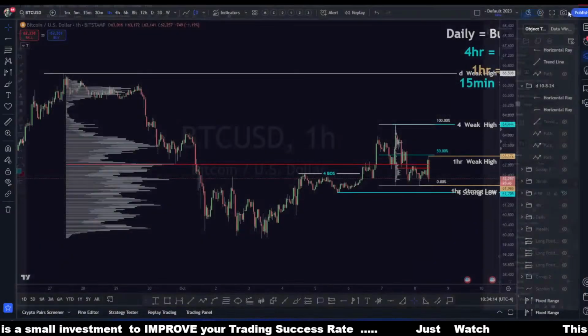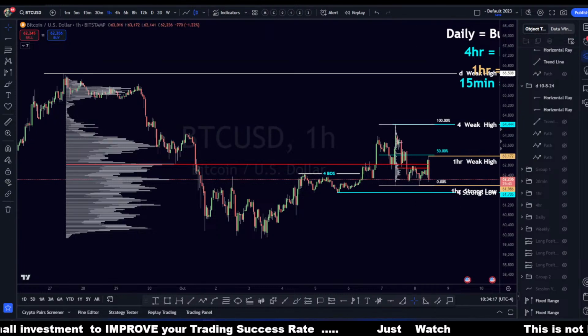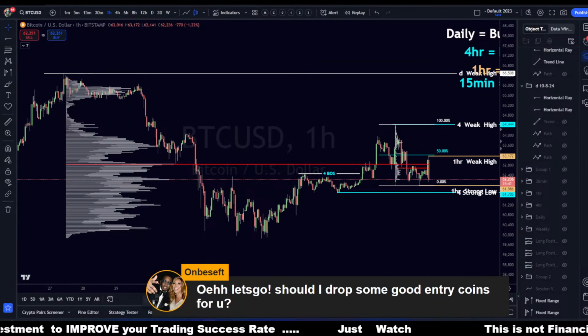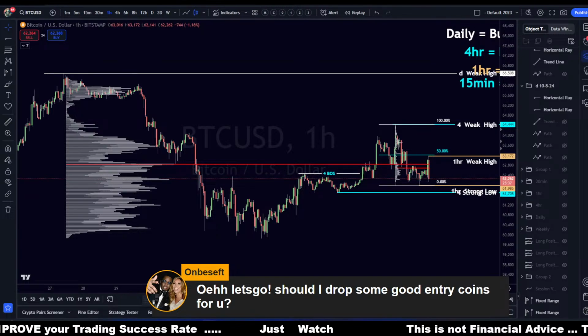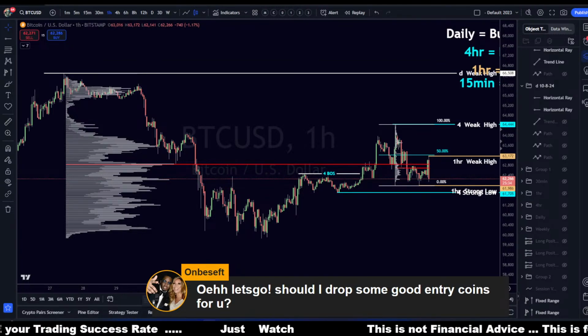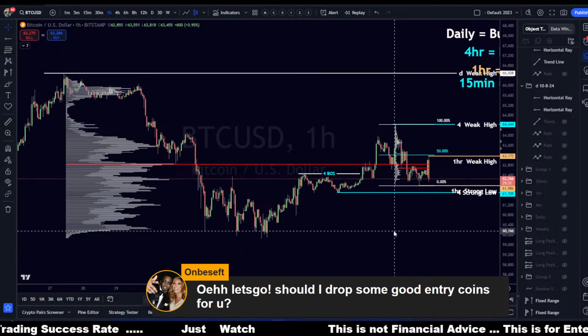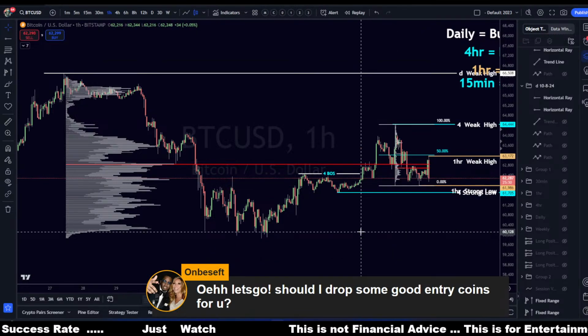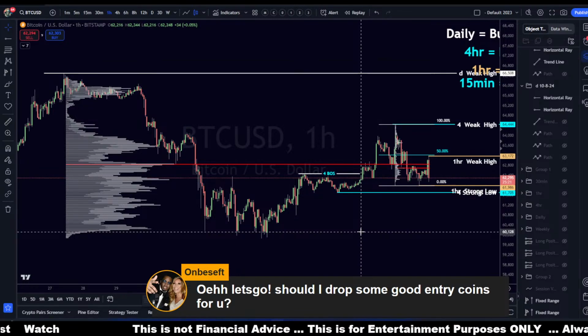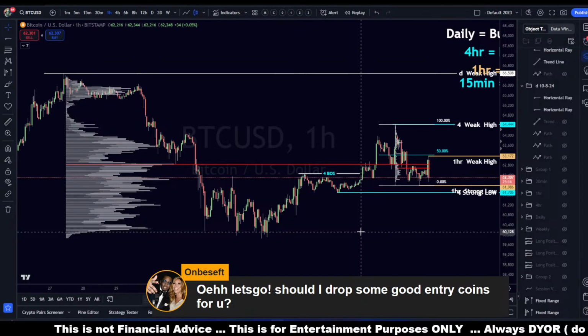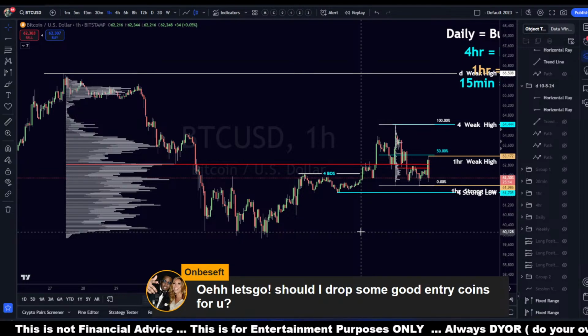Let's see here. Delete, get out of here. Obi-Wan says, should I drop some good entry coins for you? Yeah, definitely, man. We can look at them, and then we'll chart them out and see if they're good to go. And that's one thing that I love, man. I have made so much money from people telling me coins. Hey, look at this coin. I look at it, and they'll give me another coin, another coin. Whoa, this one is ready, man. This one's so ready. This one's not even on my radar. And then we enter the trade and we all make money. So just kidding, it's up.